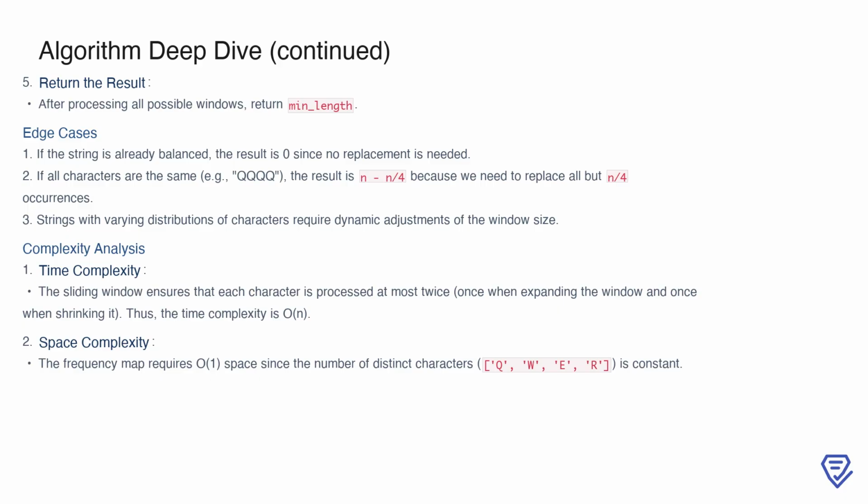In terms of complexity, the algorithm is efficient. The sliding window ensures each character is processed at most twice, once during expansion and once during shrinking, resulting in a time complexity of O(n). The space complexity is O(1), because the frequency map only tracks the fixed set of 4 characters.